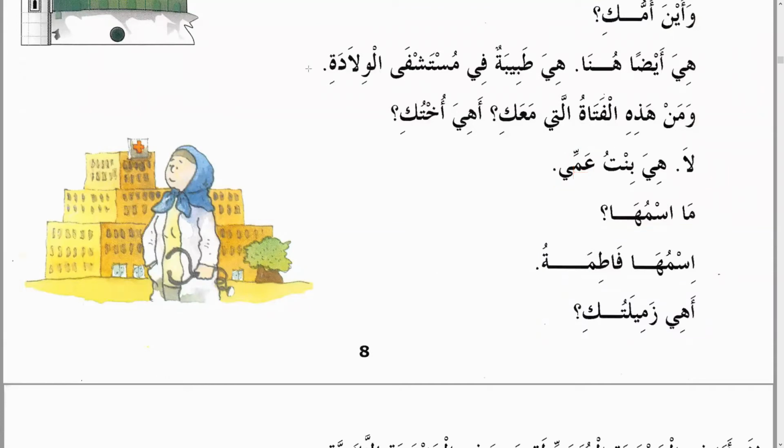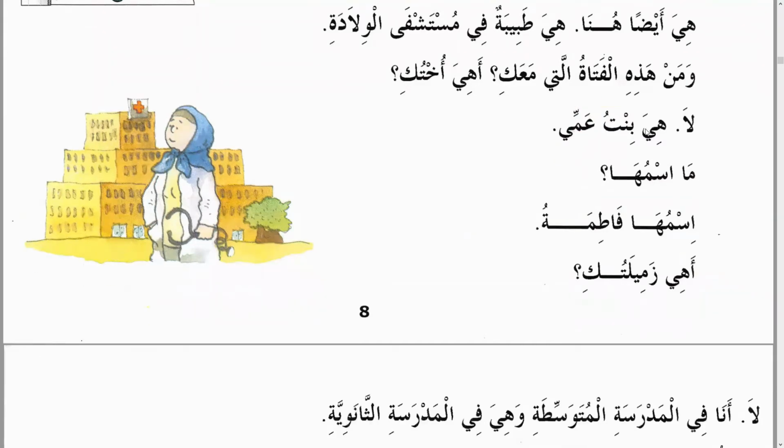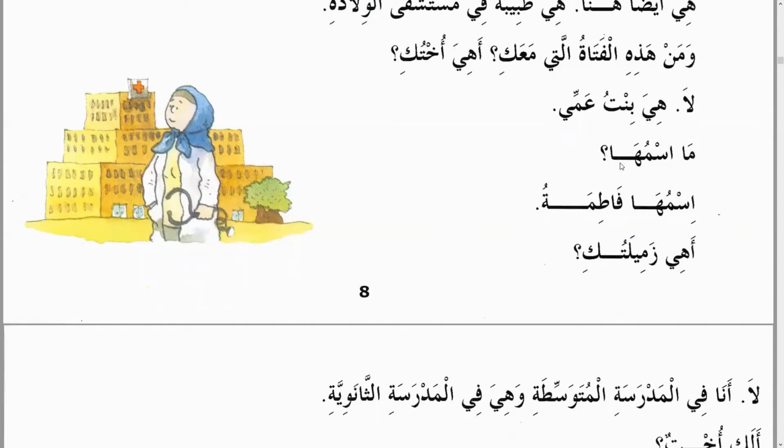Now there is mudaf, mudafilehi, double role. There are three words which are forming mudaf and mudafilehi. Right? This is the first mudaf. This is the mudafilehi. Right? Daughter of my uncle, and this is again mudaf, and this is mudafilehi. So the middle word has a double role. Yeah, double role. La hiya bintu ammi. Masmuha, that is my uncle's daughter. What do you call it? My uncle's daughter. My cousin. Yeah?